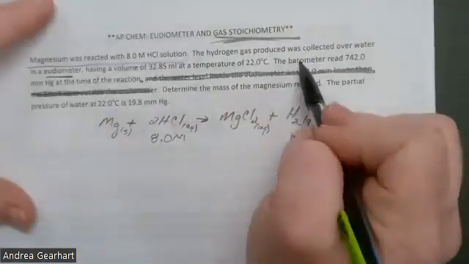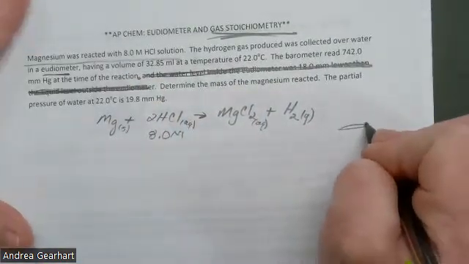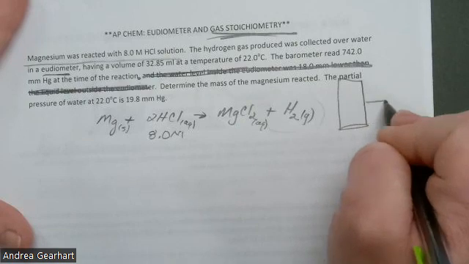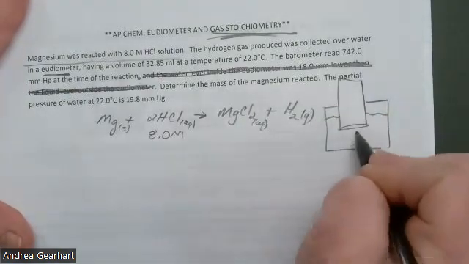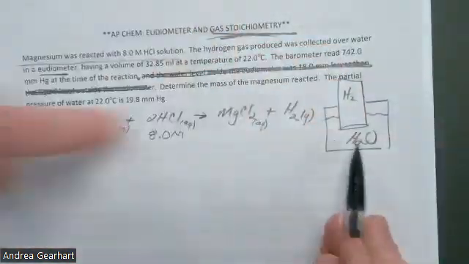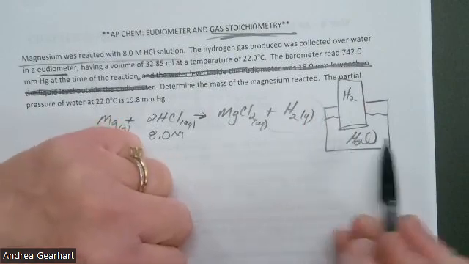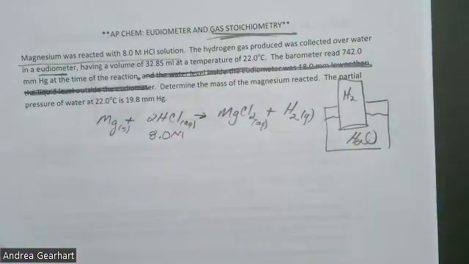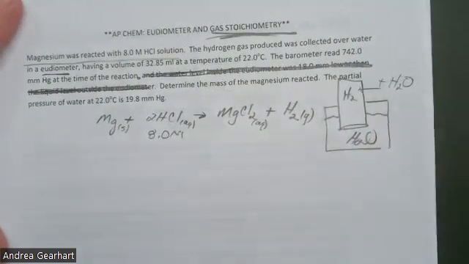All right. So we collected it over water. I like to have a picture. You definitely don't have to, but I'm imagining a bin of water. As the reaction is going, I'm collecting the hydrogen. But I know wherever liquid water is, there's water vapor. So there's going to be also some water vapor there.